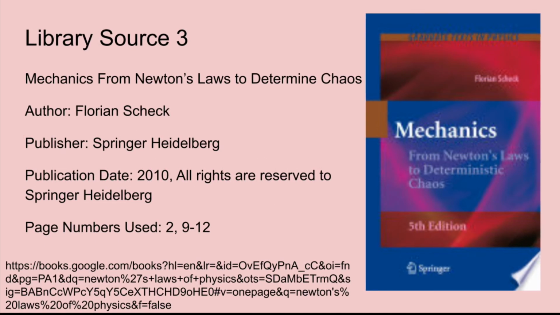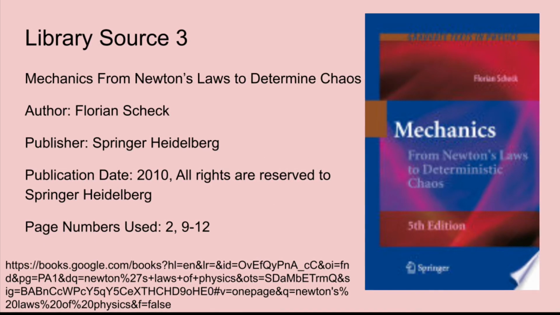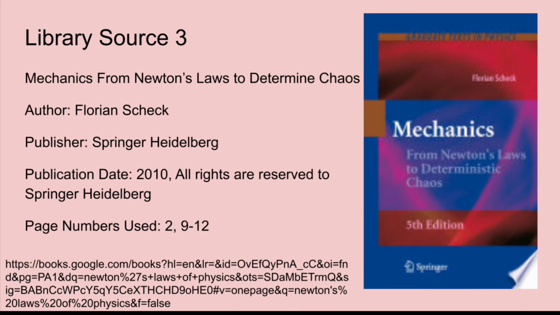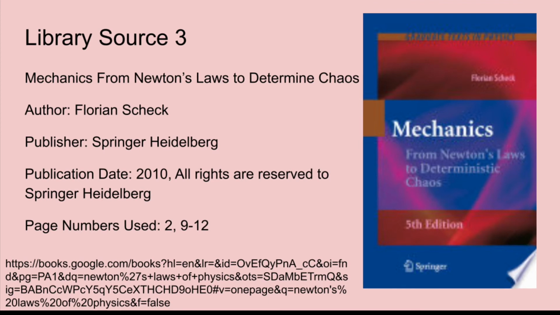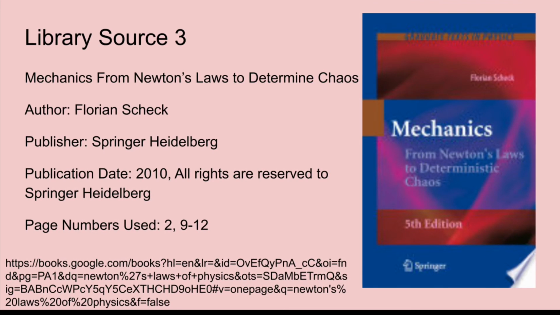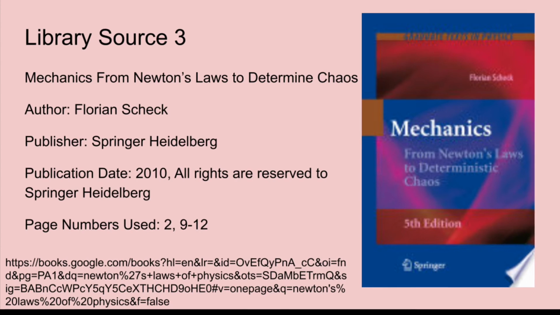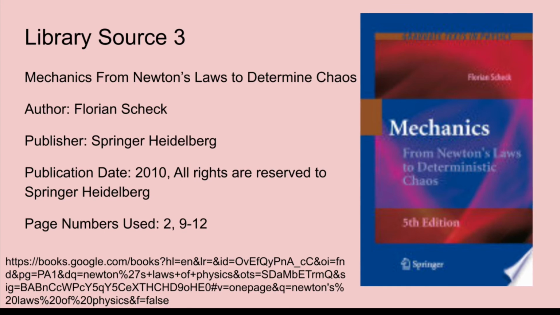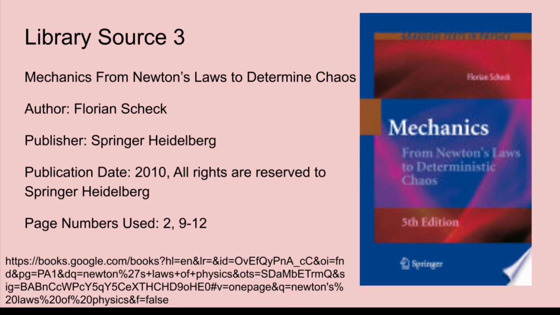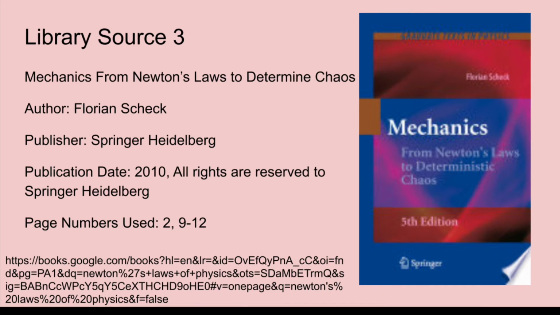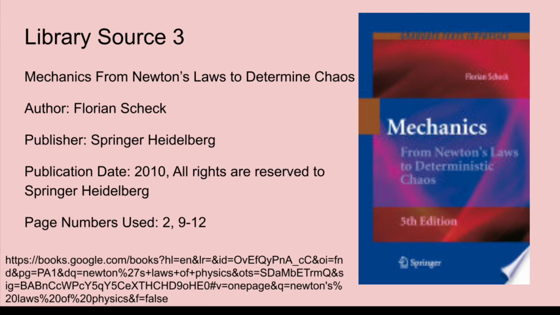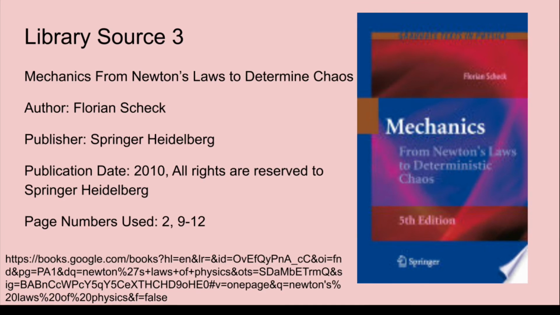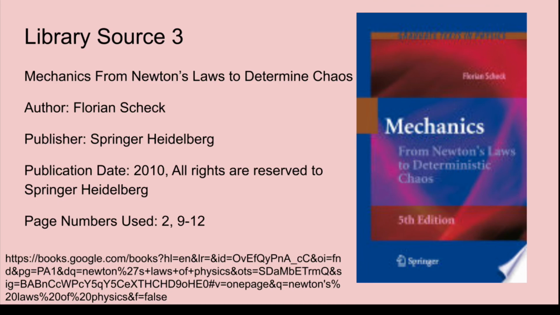For the student presentation, we were required at least 2 library sources. We chose one more with a book called Mechanics from Newton's Law to Deterministic Chaos. The author of this book is Florian Scheck. The publisher of this book is Springer Heidelberg. The publication date is 2010, and all of the rights are reserved to Springer Heidelberg. The page numbers used were pages 2 and 9 through 12. Attached at the bottom is the link to the book where you can also view more information.